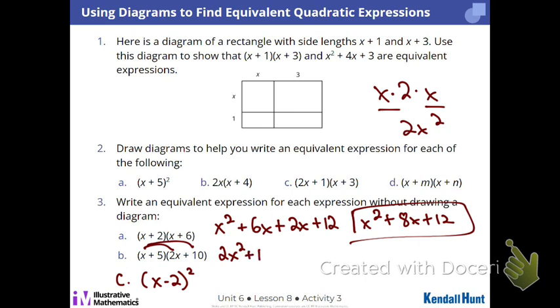Then I've got 2x times 10, which is 20x. I still need to multiply both things by my 5 term. 5 times 2x is 10x. And 5 times 10 is 50. Yes. Now I need to combine my like terms: 2x squared, 20x, and 50.